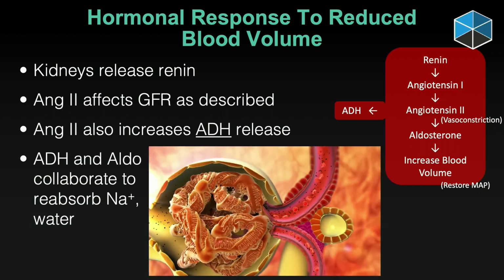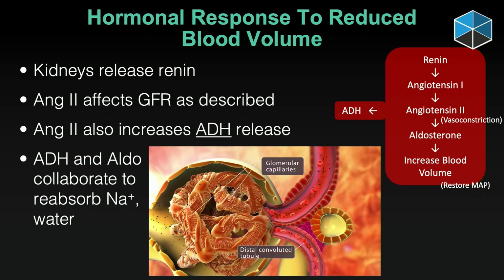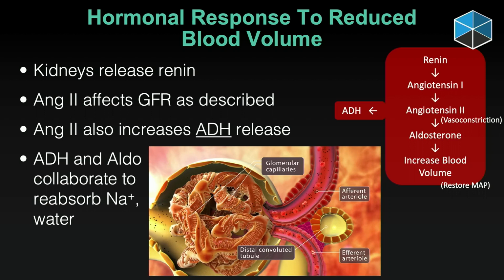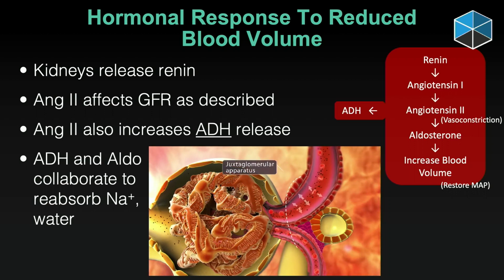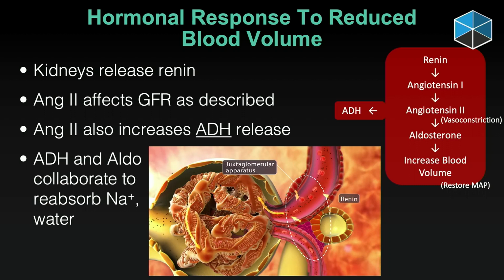Blood pressure and volume are also affected by the kidneys. If receptors in the afferent arteriole sense that blood pressure is low, the juxtaglomerular apparatus releases an enzymatic hormone called renin.